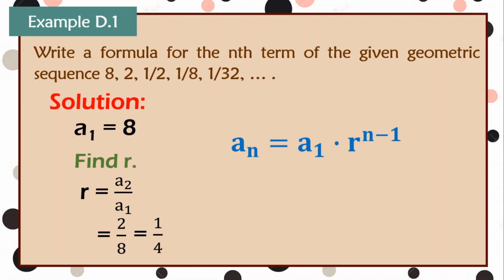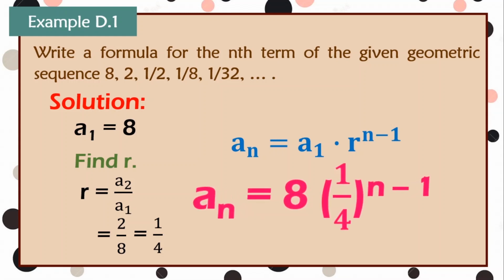Since it's the nth term that we're looking for, we don't have the value for n and a sub n. So simply substitute into the given geometric formula the value of the first term and the common ratio. Therefore, our answer is a sub n is equal to 8 times 1/4 raised to n minus 1. That is the formula for the nth term of the given geometric sequence.